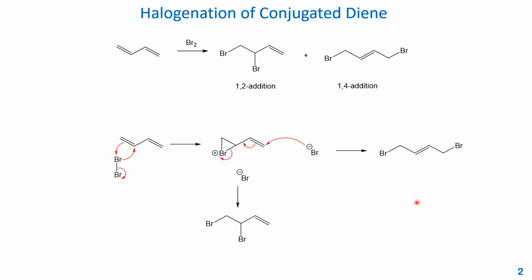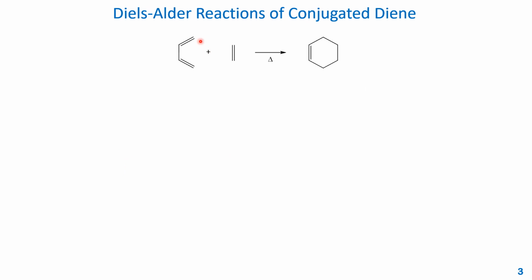So you can see the mechanism is pretty similar to the hydrohalogenation. The only difference is the intermediate is the cyclic bromonium. If you react with chlorine, then that will be chloronium, so it will be a similar mechanism. Okay, this is the second reaction. And then the third example of the reactions of conjugated dienes is the Diels-Alder reaction.